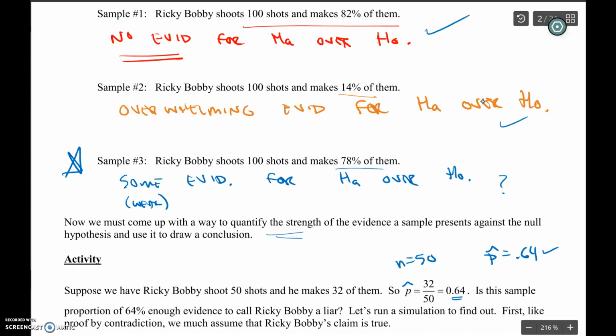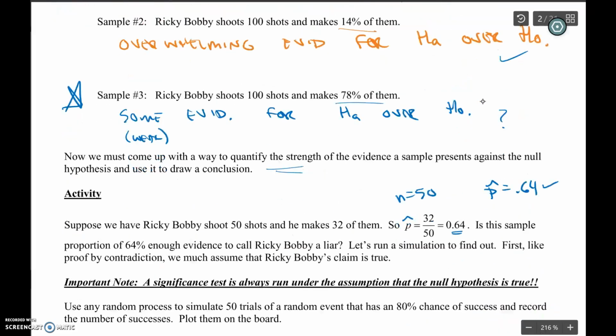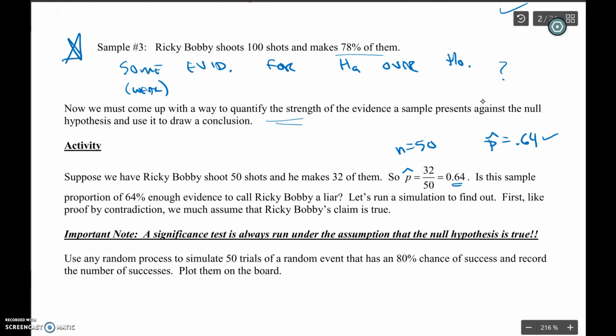Probably pretty good evidence. 64% is quite a bit less than the 80% that he claimed. But again, he still might say, well, it was only 50 shots. So is this sample proportion of 64% enough evidence to call Ricky Bobby a liar? Let's run a simulation to find out.